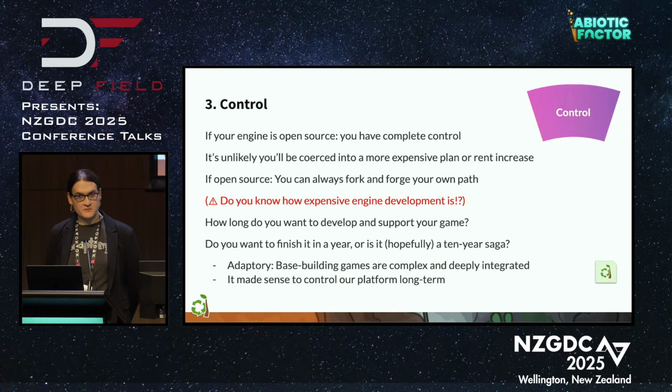In my case with Adaptree, I knew that base building games were complex, there were a lot of simulations, and I wanted a game that I can continually update and make updates to. And so it made sense with Adaptree that we had a platform that was under our control, something that I could maintain and something that I could understand. But again, if you're making just a console game that's going straight out and you have a single release, it makes less sense to use a custom engine.